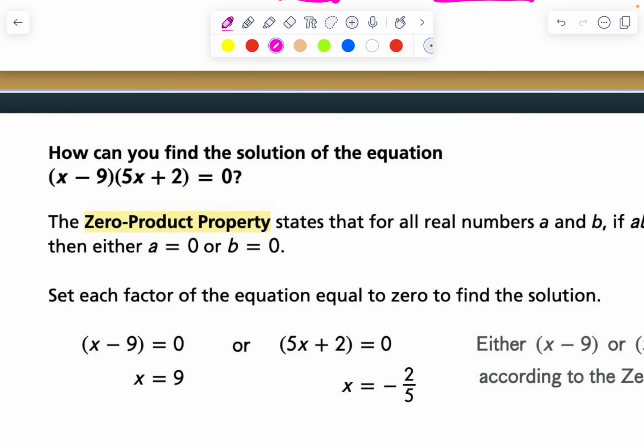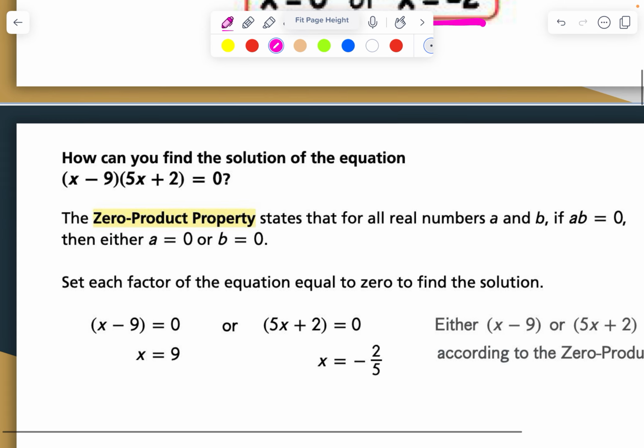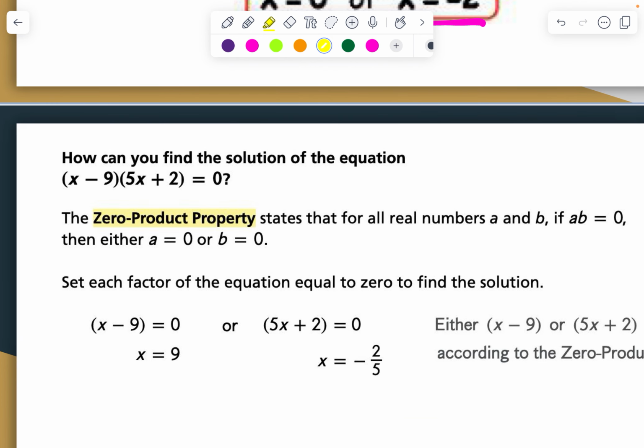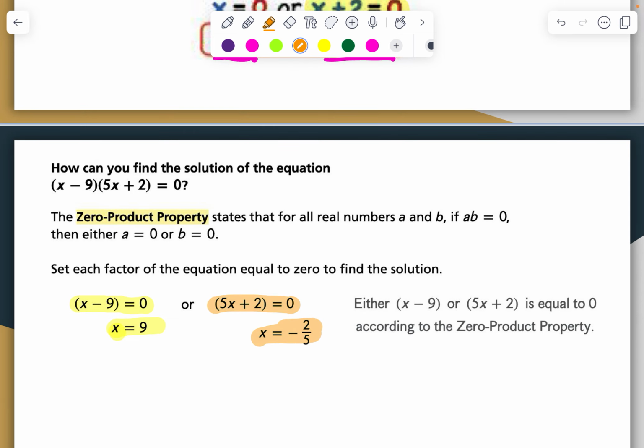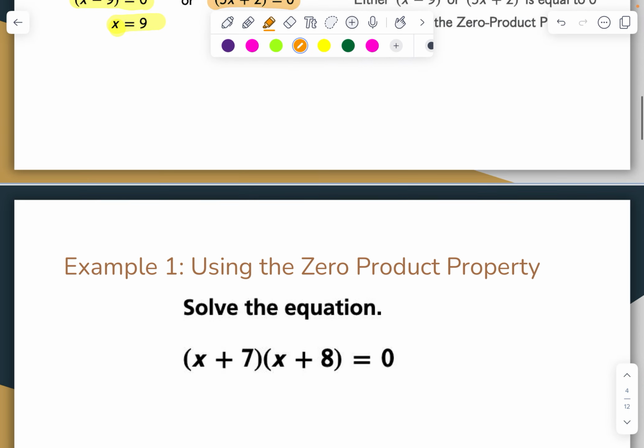So if we have something like this that's already factored, (x minus 9) times (5x plus 2) equals 0, the zero product property tells us that if two numbers are multiplied to be 0, either the first factor equals 0 or the second factor equals 0. And then we would just solve those two equations. So either x would equal 9 if we solve that equation, or x would equal -2/5 if we solve the 5x plus 2 equals 0 equation.